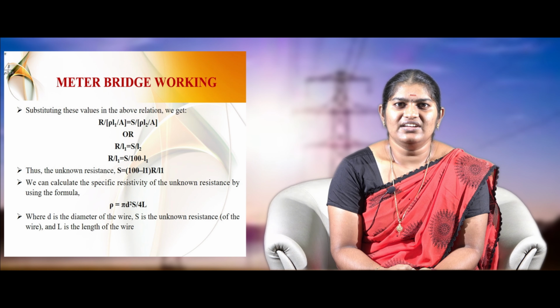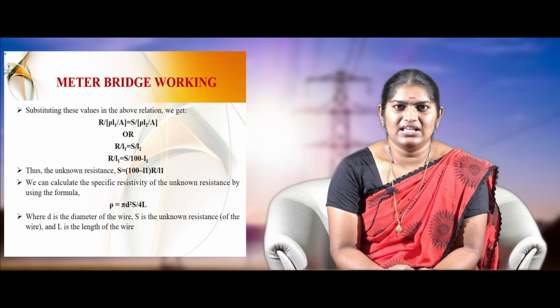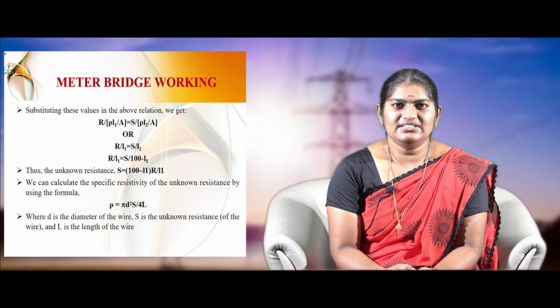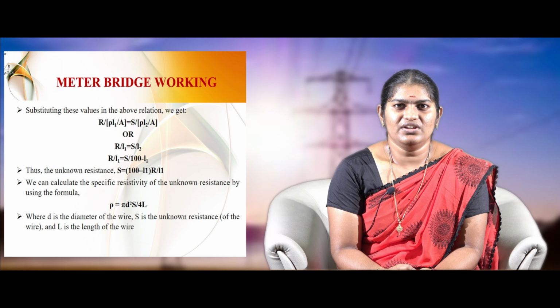If you want to find the value of the unknown resistance S, we can use this formula. The resistivity rho is equal to pi d square S divided by 4L, where d is the diameter of the wire, L is the length of the wire, and S is the unknown resistance of the given wire.